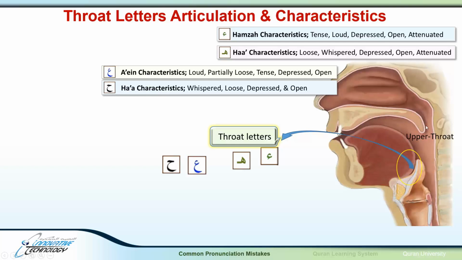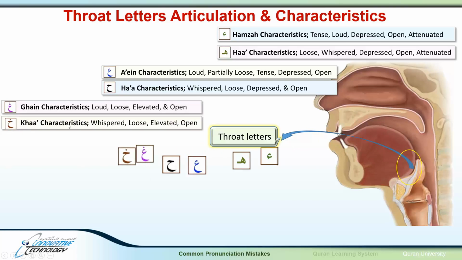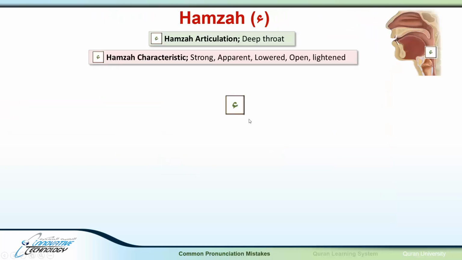Now we have the upper throat letters, this area. The ghain is characterized by being loud, loose, elevated, and open. And the last one, which is the kha, is characterized by being whispered, loose, elevated, and open. And we'll start with the hamza mistakes.